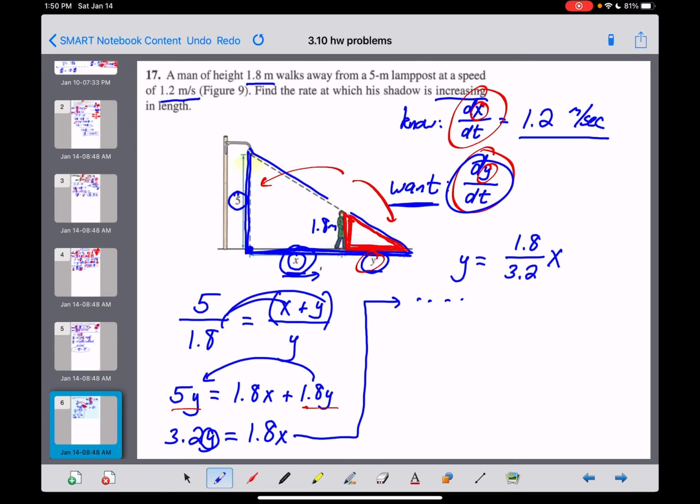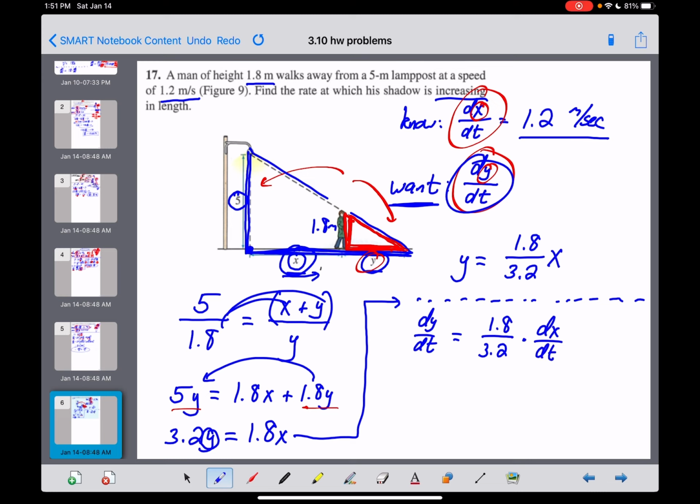So now I think it's time to go ahead and differentiate both sides. The derivative of y with respect to t is just dy dt. On the right side, we have a linear function. It's some coefficient times x. And the derivative of any linear function is just its coefficient, which in this case is 1.8 over 3.2. And then we're going to multiply that by the derivative of x with respect to t.